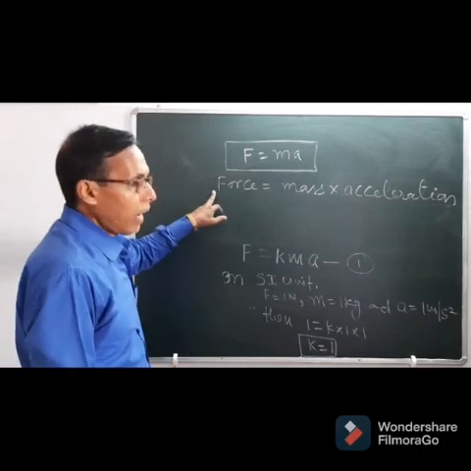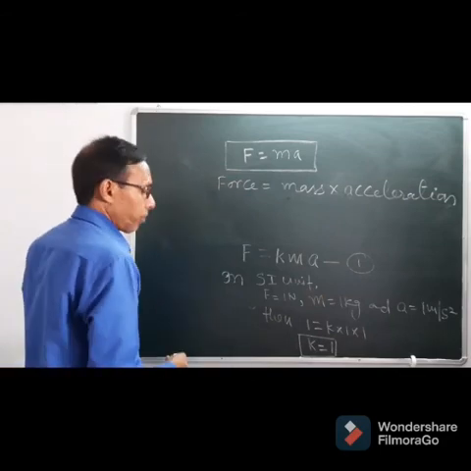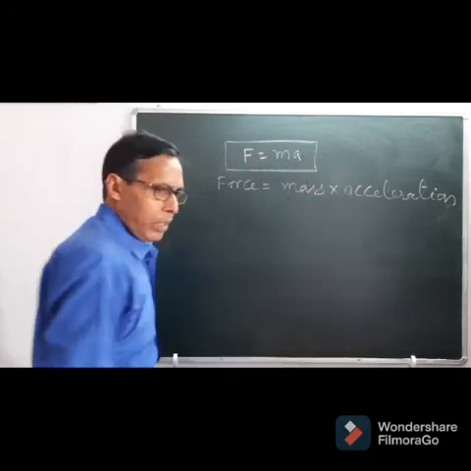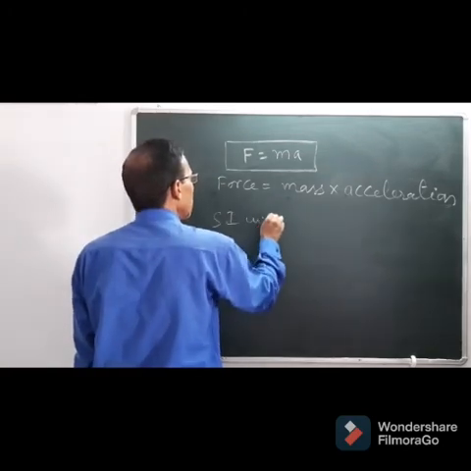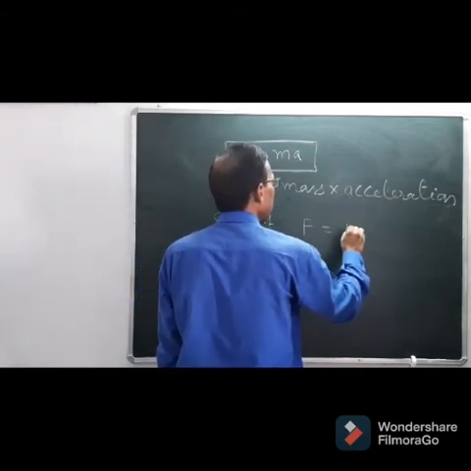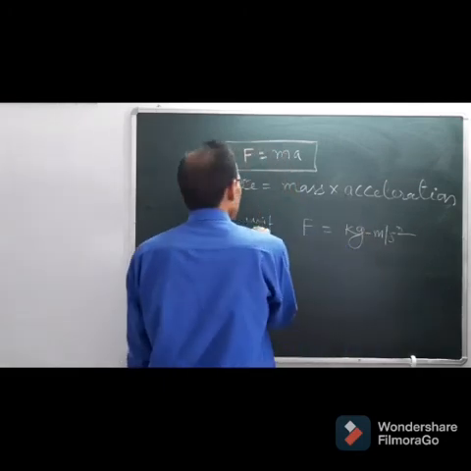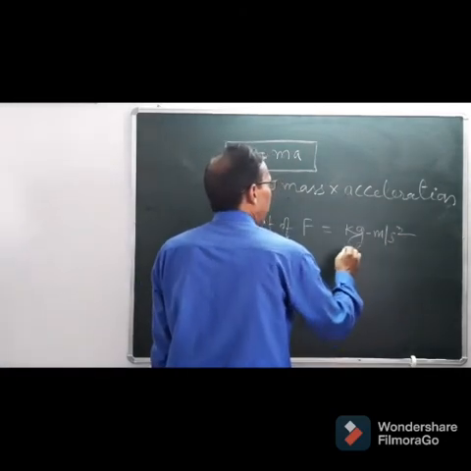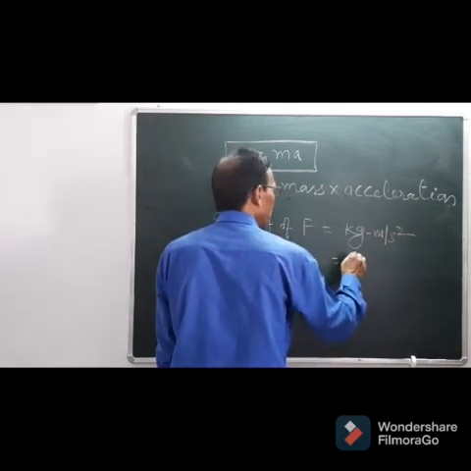So force can also be defined as the product of mass and acceleration. Now what is the SI unit of force? F is equal to mass times acceleration, mass is measured in kg and acceleration is measured in meter per second square. So the SI unit of force is kg meter per second square, and 1 kg meter per second square is also known as Newton.